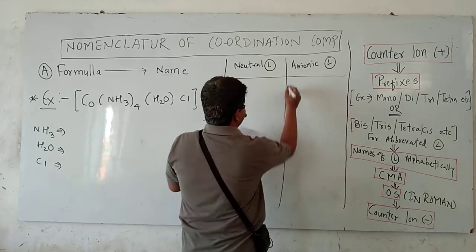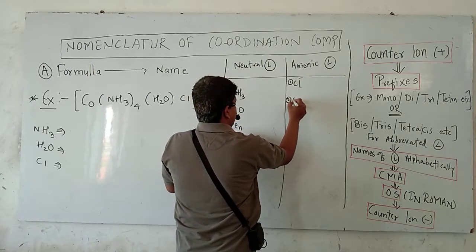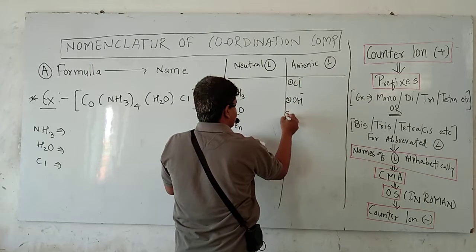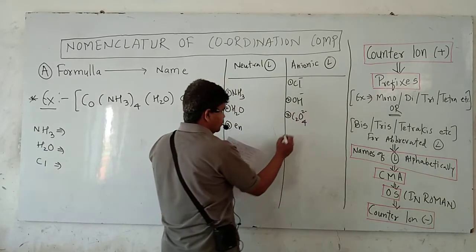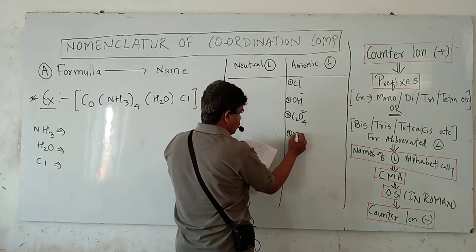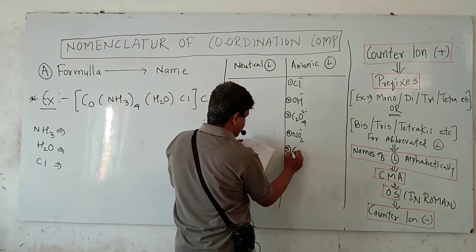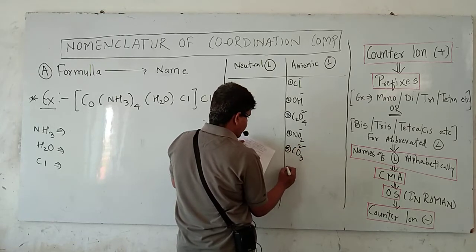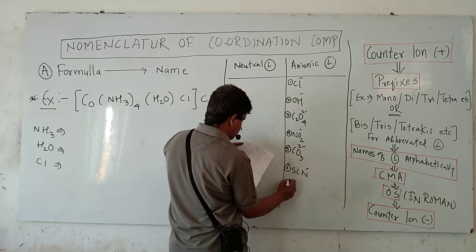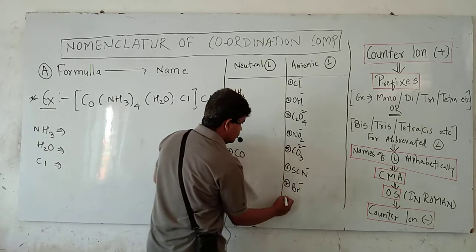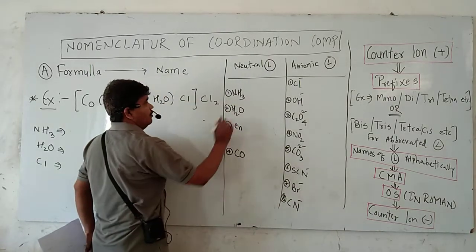Anionic ligands are Cl minus, OH minus, C2O4 2 minus, NO2 minus, then CO3 2 minus, SCN minus, Br minus, and CN minus. These are some ligands. I will write their names.